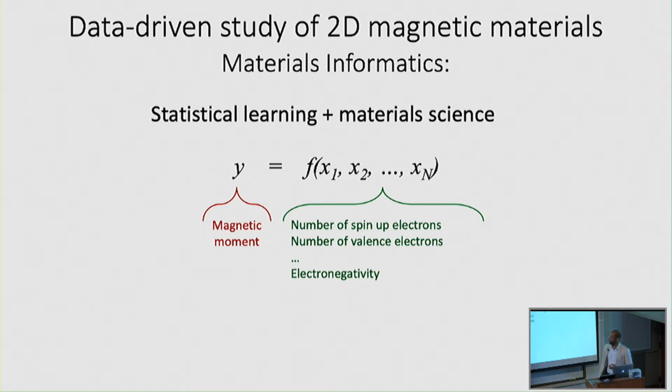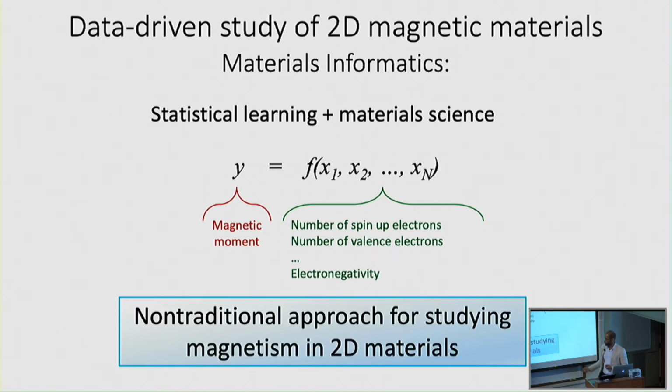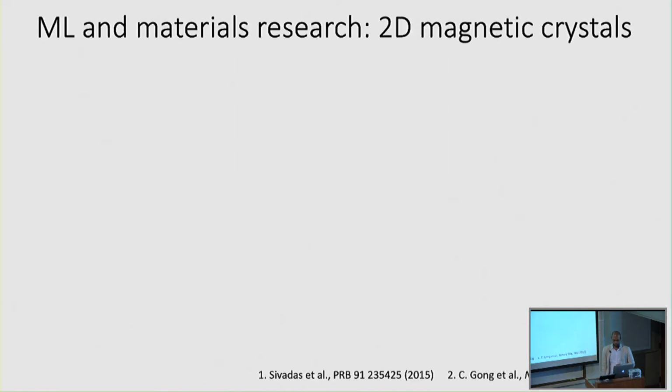And I'll do this by trying to predict something that we want to know, like the magnetic moment, which is parameterizing the degree of magnetization of a material, and take as inputs into some function approximated by machine learning things that we already know, we can get from the periodic table, like the number of spin-up electrons for an atom. This is a non-traditional way of studying 2D magnetic materials.